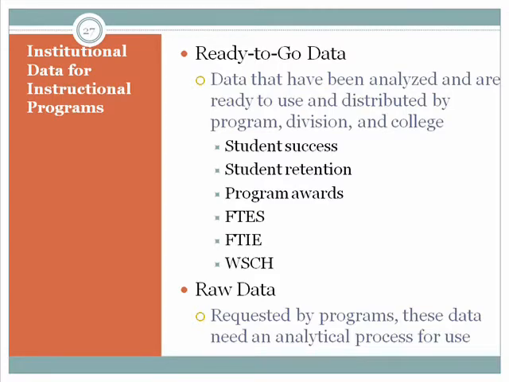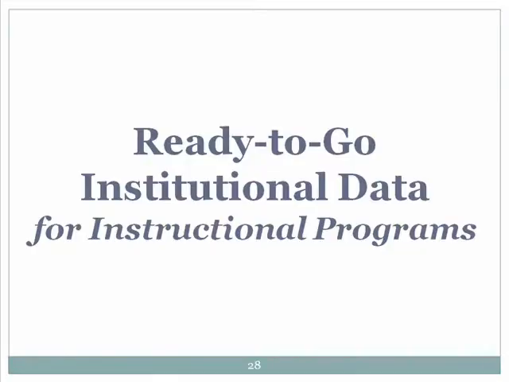Raw data, which are data that have been stored in MIS or the data warehouse, and which need an analytical process for use. Raw data are used when programs request analyses from the Office of Research and Planning beyond the standard set produced as ready-to-go data. We first present ready-to-go institutional data for instructional programs, which again is a standard set of data produced by the Office of Research and Planning and available on its website.